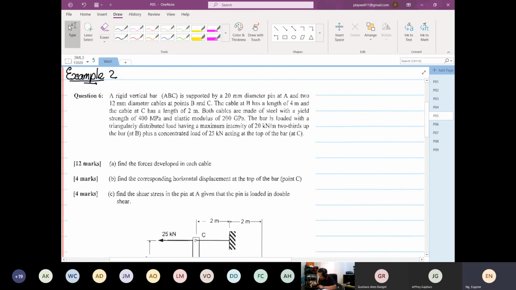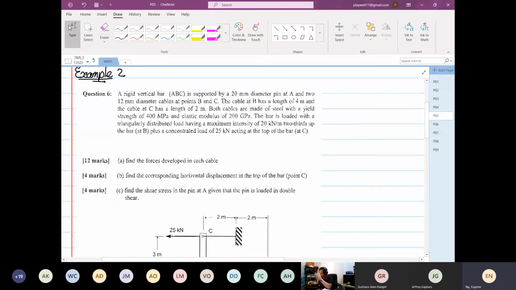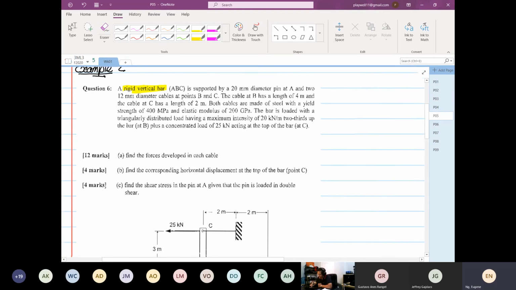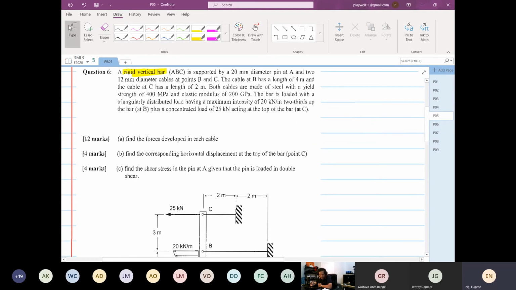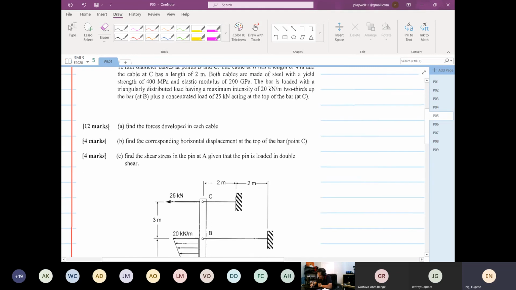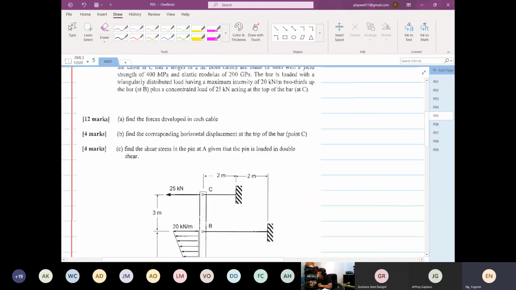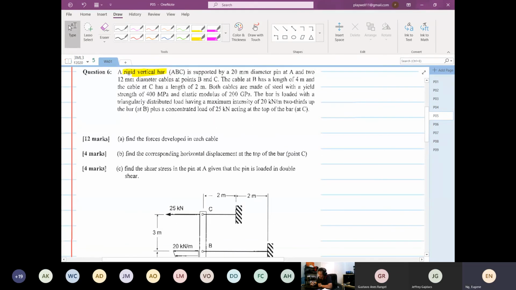So, a rigid bar. Okay, there are a few things that I want to highlight down here, which is when they use the word rigid bar. The rigid bar ABC is supported by a 20 millimeter pin at point A, and 12 millimeter diameter cables at points B and C.